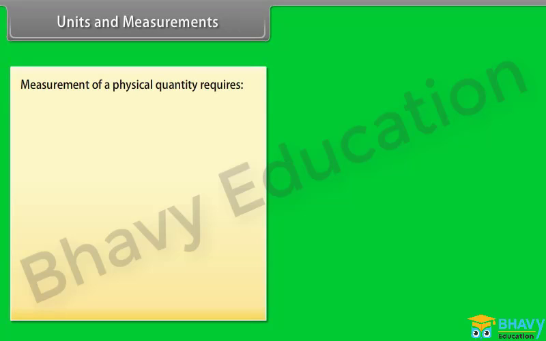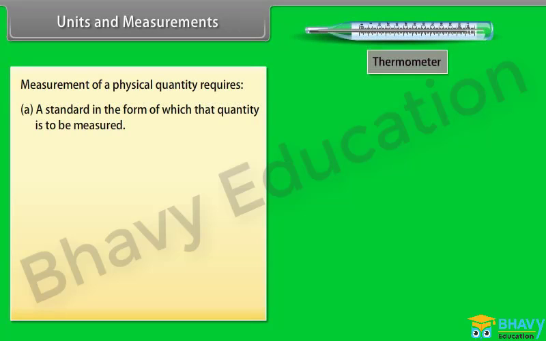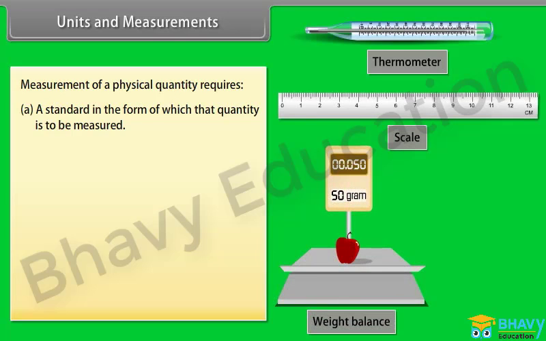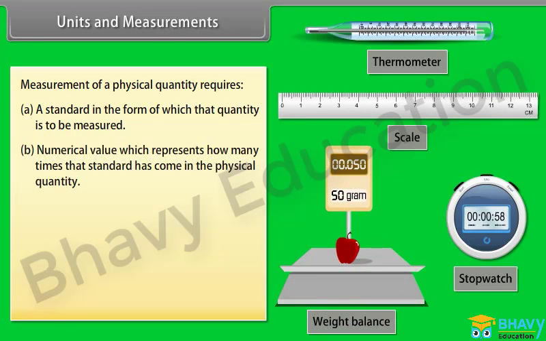Units and measurements. Measurement plays a very vital role in the study of physics. Measurement of a physical quantity requires: A. A standard, in terms of which the quantity is to be measured. B. A numerical value which represents how many times that standard has come in the physical quantity.